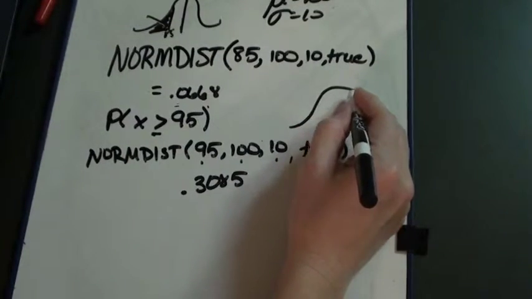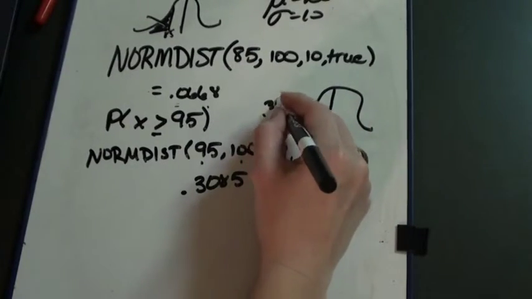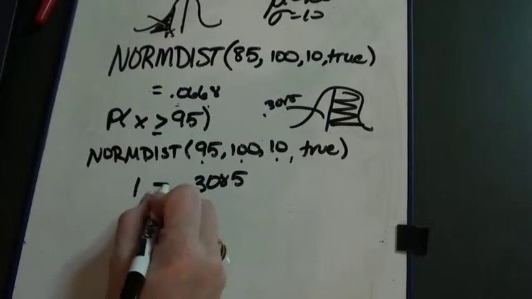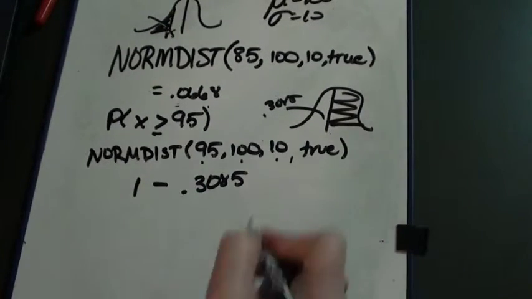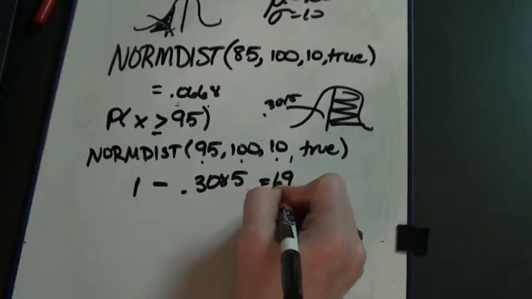But again, that answer is less than, but we want to know greater than. So if we were to draw this, here's the 95. This answer gives us this. But we want to know this, so in order to get that, we need to say 1 minus the 0.3085, which is going to give us 0.6915.